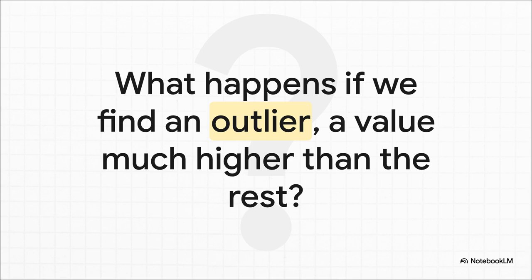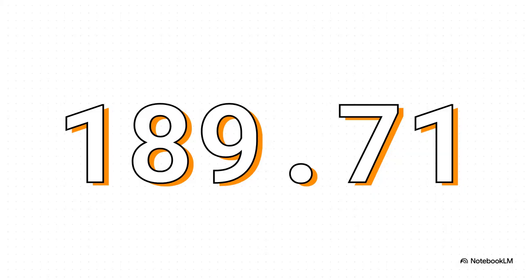So what if it was just a typo? How does that one little change affect our entire summary? Let's change that 244 to a more typical value, say 204. And boom, look at that. The mean immediately takes a nosedive, dropping from over 192 down to 189.71. That one high number was really pulling the average up, wasn't it?